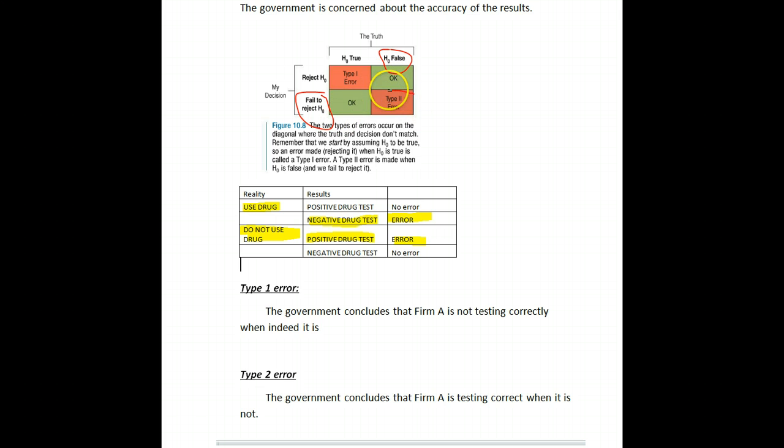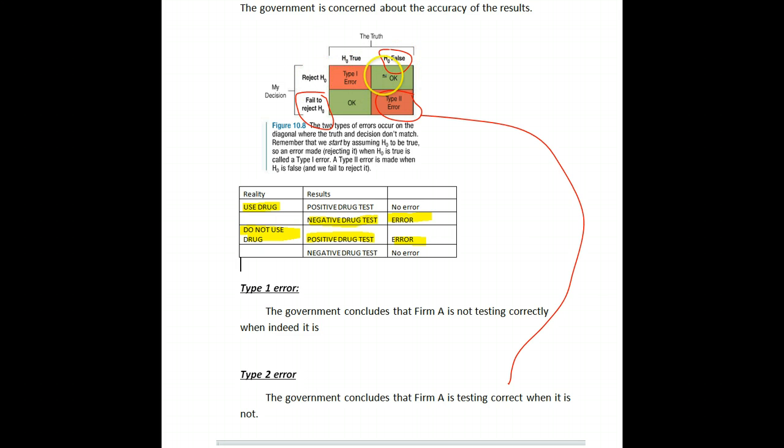So that's a type 2 error, which is described down here. So if the government concludes that firm A is testing correctly when in fact it's not, remembering that, okay, what exists before the government walked in to test? The firm is licensed, so they are testing correctly. So the truth in this case is that they are not testing correctly, and the government should have rejected H0.